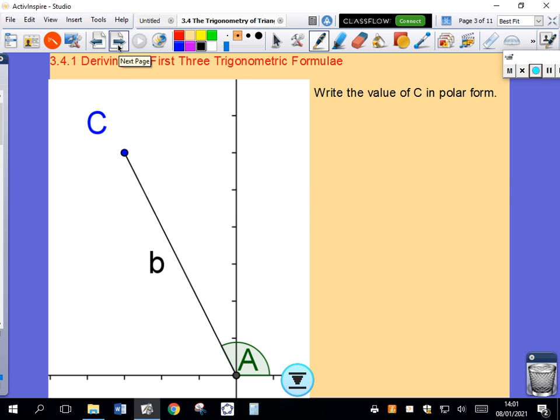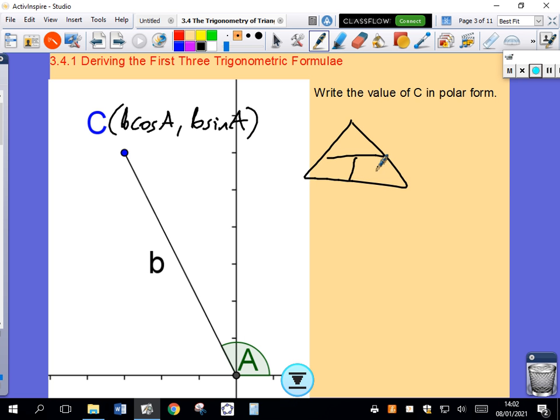Write the value of c in polar form. Well, here we're given that the modulus is b and the argument is a, so we would write this as b cosine a, comma b sine a. Why? Because of my new definitions for cosine and sine.